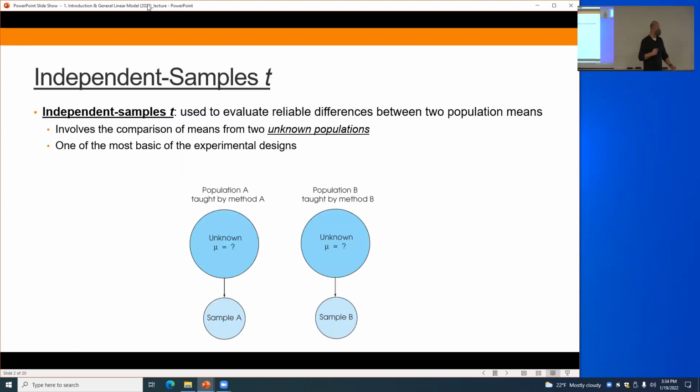Okay, so just a quick recap on some of the primary analyses that we talked about in the fall. We talked about our independent sample t-test. With our independent sample t-test, we want to see if we have evidence for differences across two populations. We've got two populations that we're interested in comparing, population A and population B, on some measure. And we don't know what the mean or variability of these populations are. And we want to compare the populations.